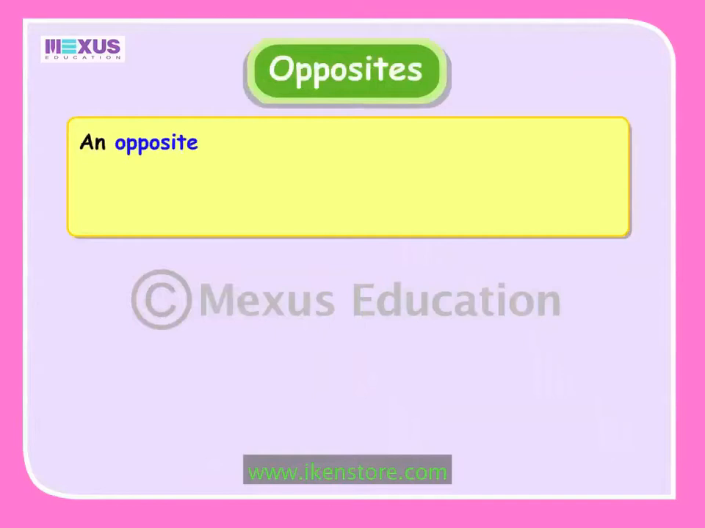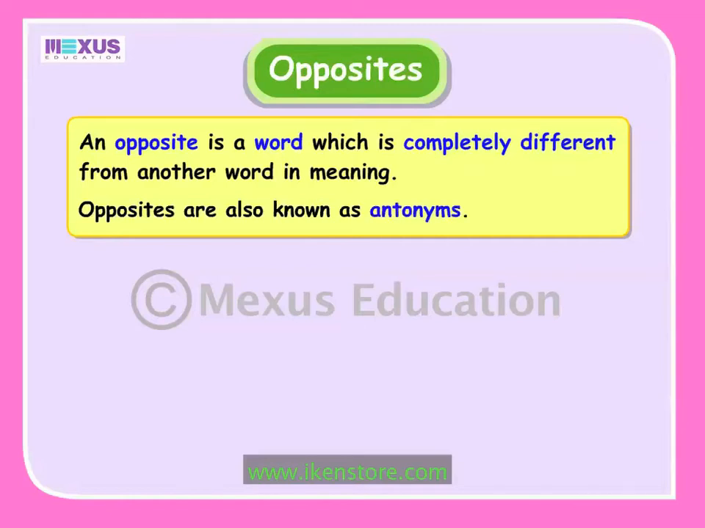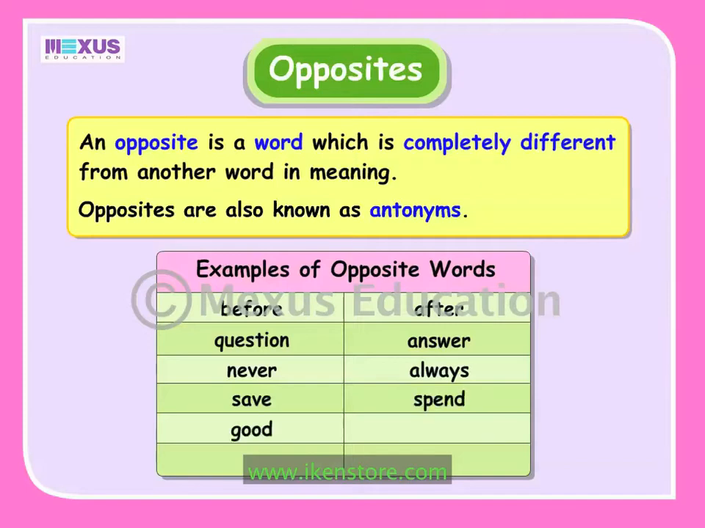An opposite is a word which is completely different from another word in meaning. Opposites are also known as antonyms. Let's look at the following list of commonly used opposites: before and after, question and answer, never and always, save and spend, good and bad, dark and light.